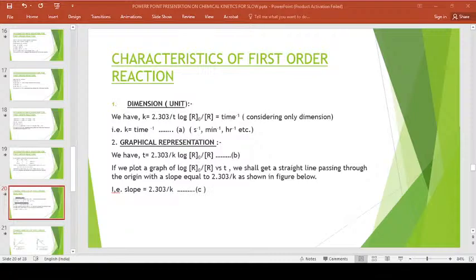Your answer is second order. Number A is second order. Why? Because our formula is k equals concentration to the power 1 minus n. So here n is 2, second order. If n is 2, then the unit will be liter mole inverse. Next, number B, second inverse. Second inverse is in the form of time inverse. So that's why it is a first order reaction.